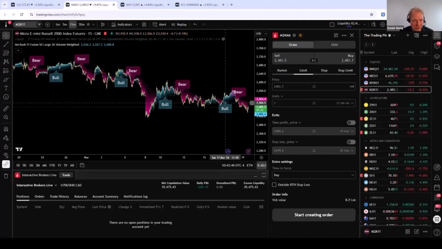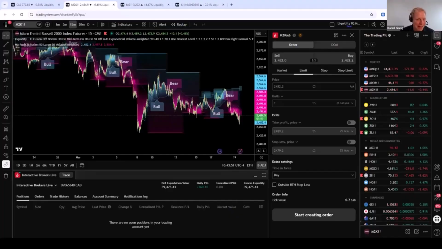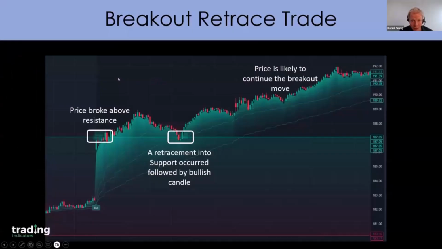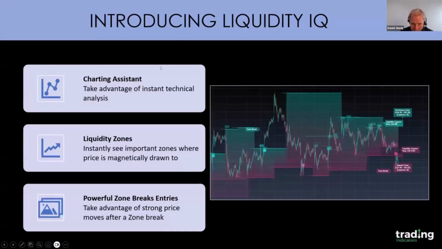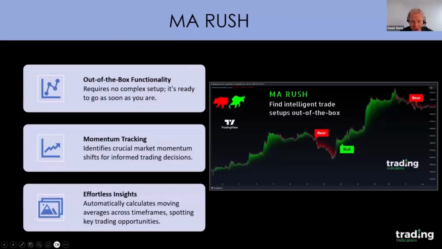I personally don't do it because I think the edge can be even bigger by combining this information with our key levels on the chart. But hey, everybody can have a different trading style. So this indicator is called MA Rush, and together with Liquidity IQ, we call this the dynamic duo, because MA Rush will give you these momentum directions, the trend direction.